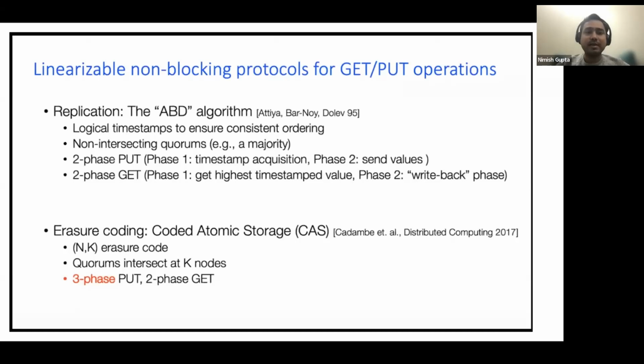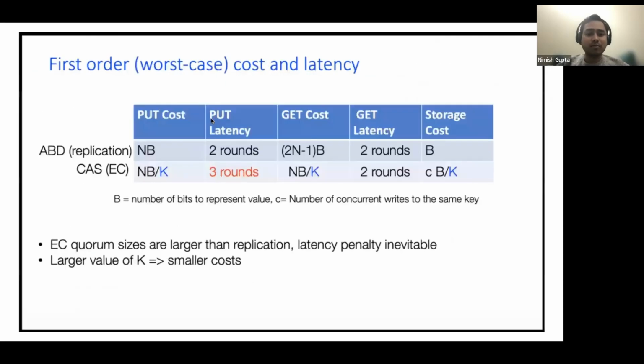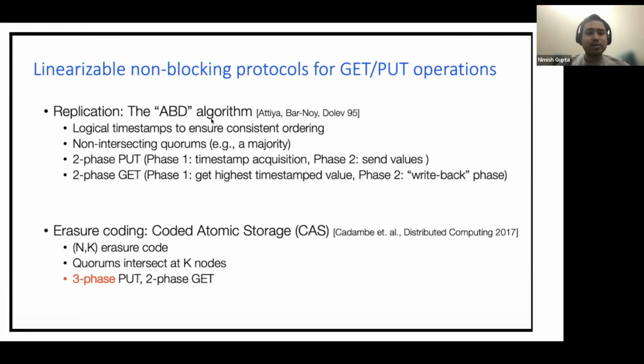First is the linearizable non-blocking protocols for get-put operations. There are 2 protocols that are used. The first one is a replication protocol called the ABD algorithm, which is a classical algorithm that uses a majority quorum and logical timestamps to ensure consistent ordering. It has a 2-round put and a 2-round get.